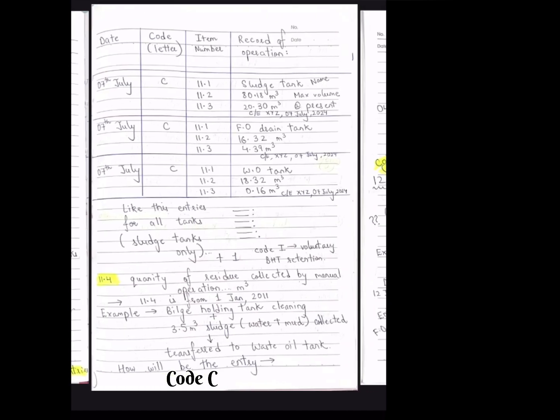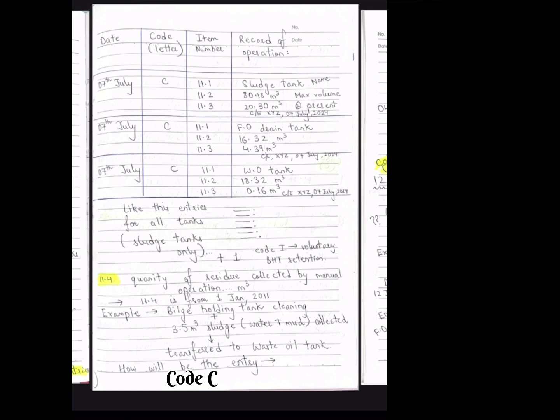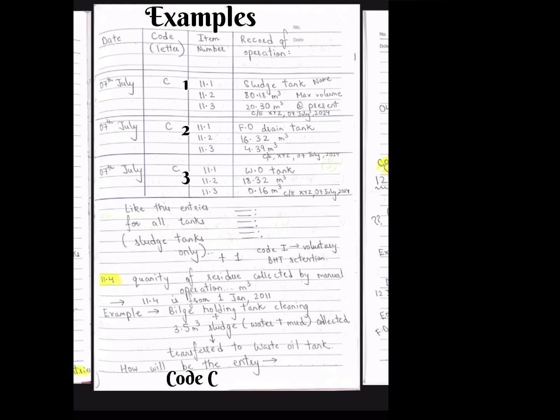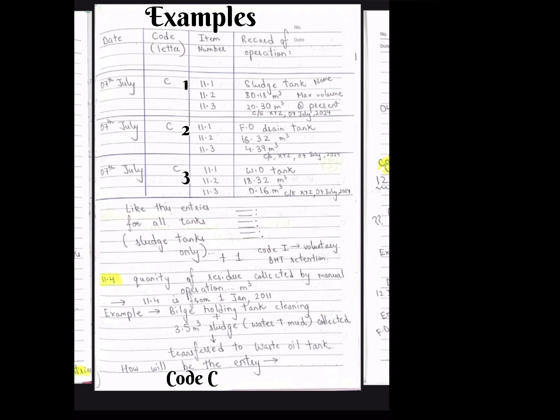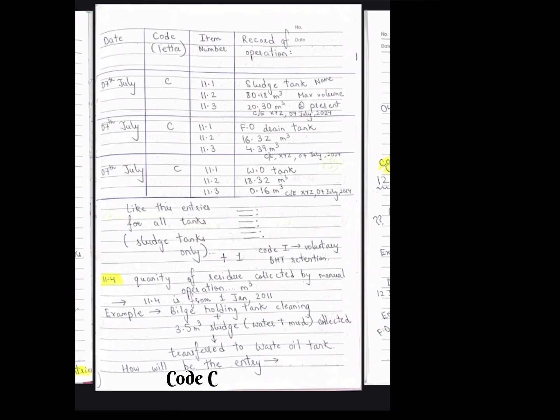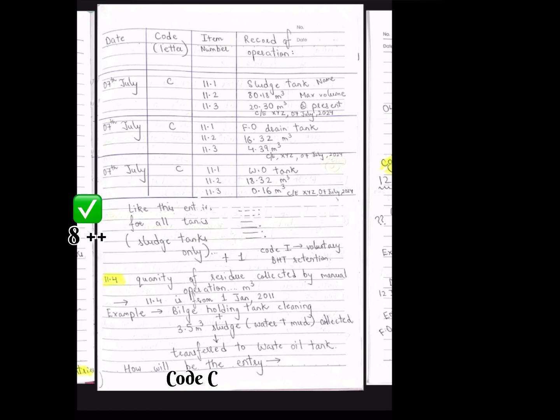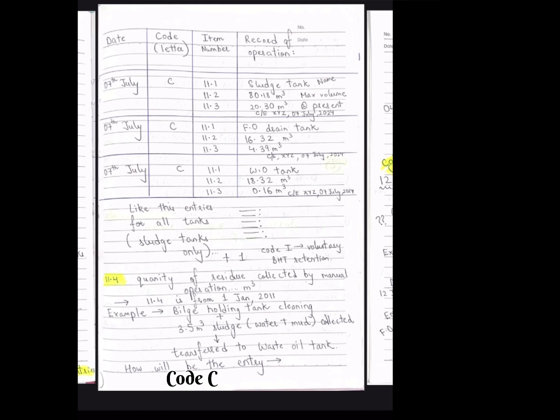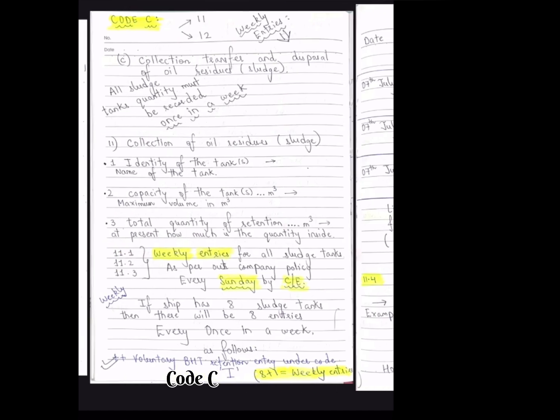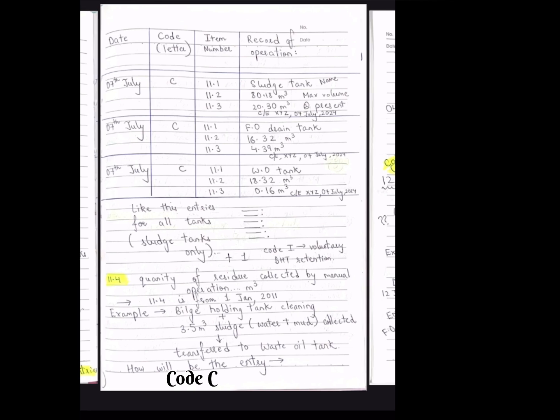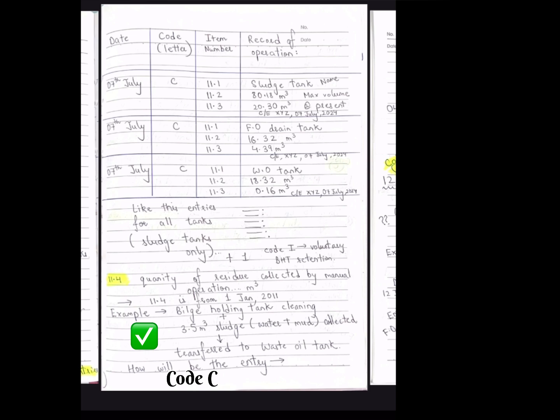These are some of the examples. I have taken the example of the sludge tank 11.1, 11.2, 11.3, and the fuel oil drain tank, and similarly the waste oil tank. So in total there will be 8 entries like this, and as I have said, we are making a 9th voluntary entry of the bilge holding tank retention. Till here it was 11.1, 2, 3, and from 1st of January 2011, 11.4 was introduced, that is the quantity of residue collected by manual operation.